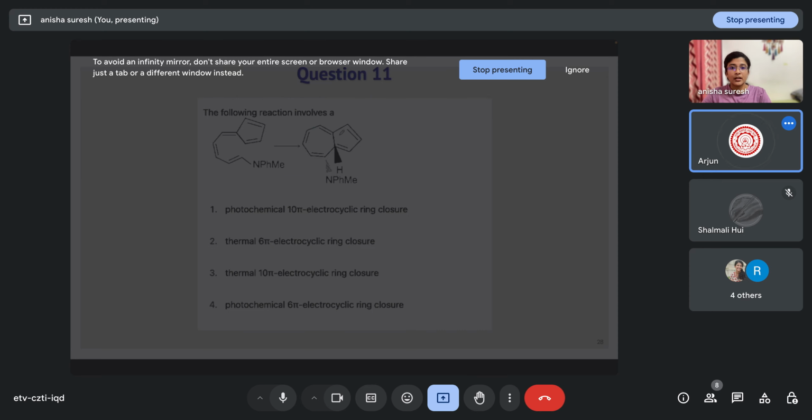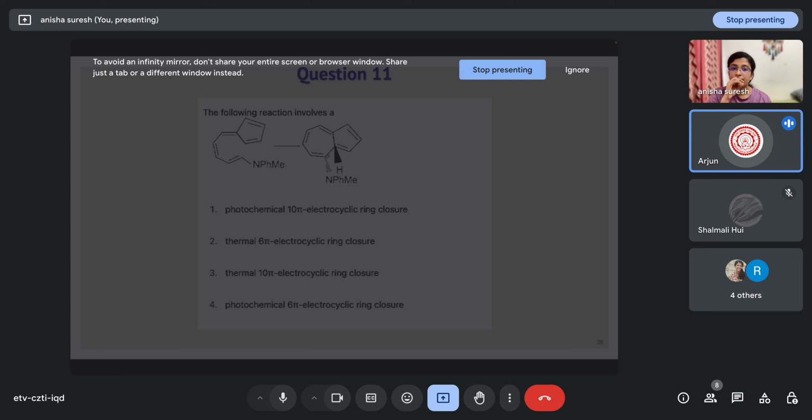Okay. Now coming to the next question. The following reaction involves a photochemical 10 pi electrocyclic ring closure, thermal 6 pi electrocyclic ring closure, thermal 10 pi electrocyclic ring closure, or photochemical 6 pi electrocyclic ring closure? You have to see the stereochemistry of this.